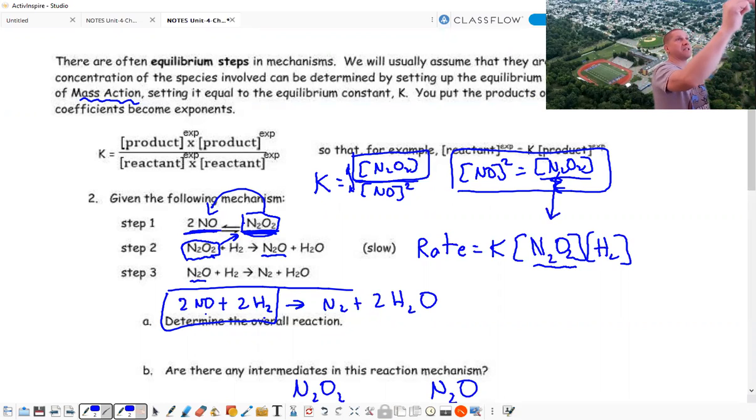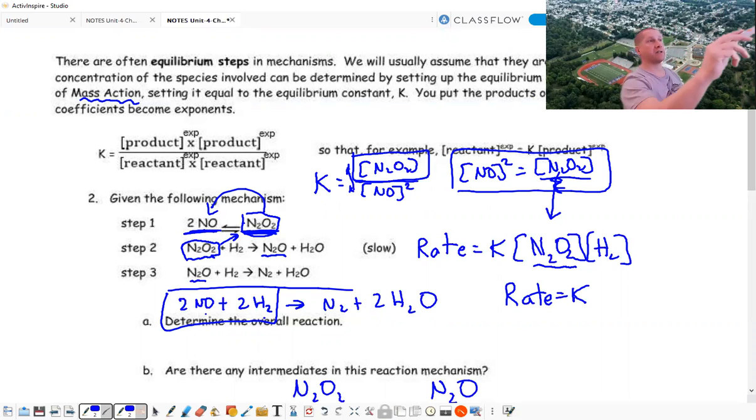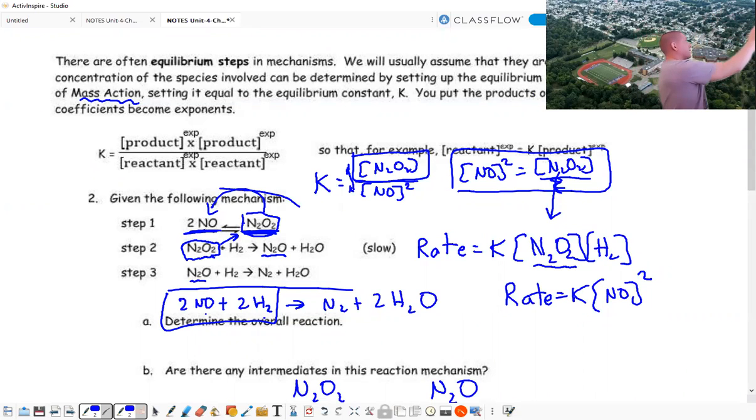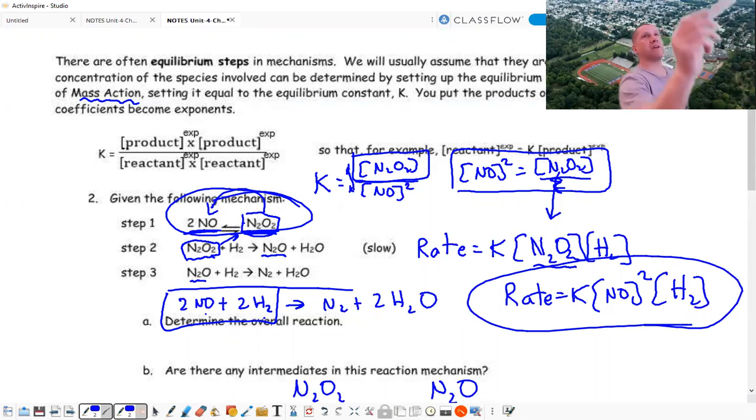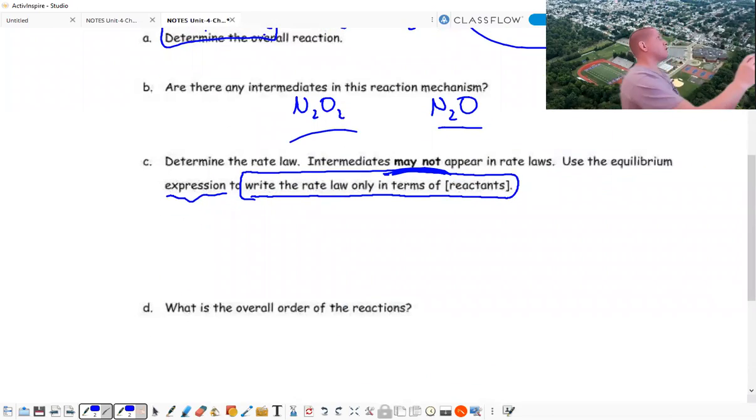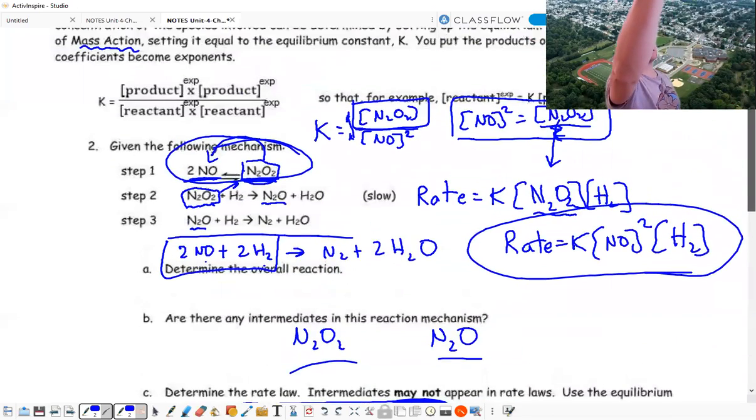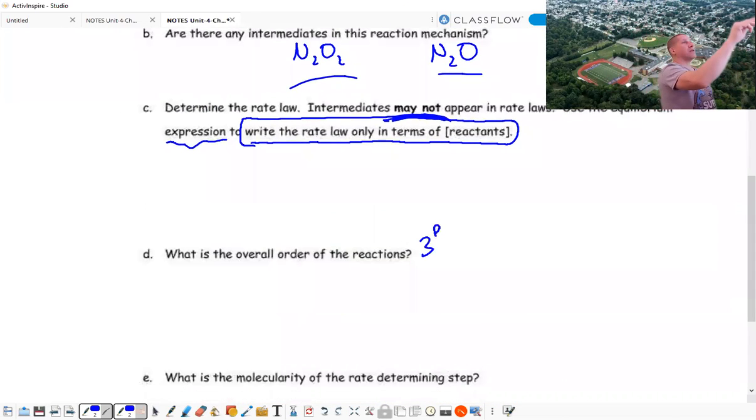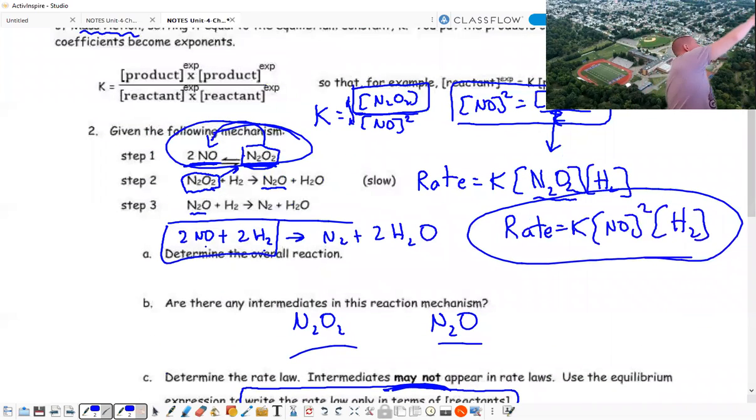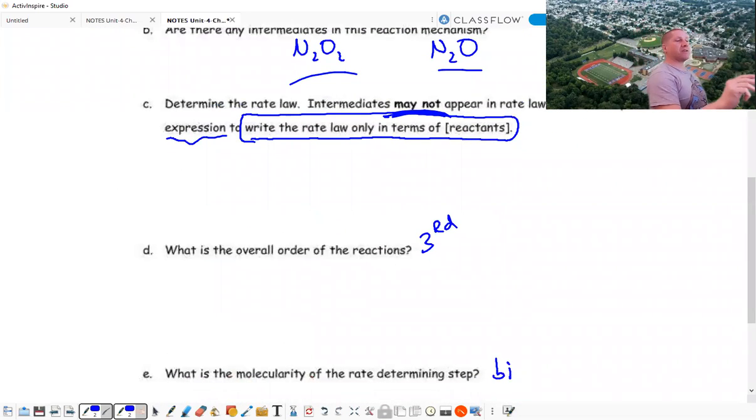So now I know what that's equal to, so I can substitute it in and then express my rate law in terms of reactants only. So N2O2 is equal to K times NO squared. Again, going back to the rate law, and now we have the correct rate law. So what is the overall order of the reaction, I should say? It's second order with respect to NO, first order with respect to H2, third order overall. What is the molecularity of the rate determining step? The rate determining step was step 2, and I have 2 molecules. So it is bimolecular.